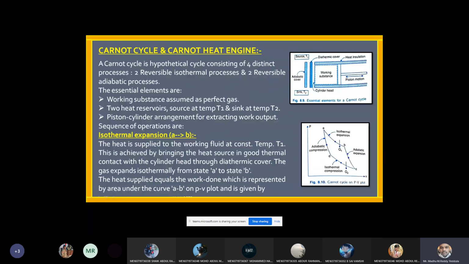In order to explain this, we require one piston cylinder arrangement, and it is insulated on three sides, two sides as well as the front side, and this side also it is insulated. Only the cylinder head is not insulated. Means I can add the heat or I can extract the heat through this head. So for that reason I made it not insulated.